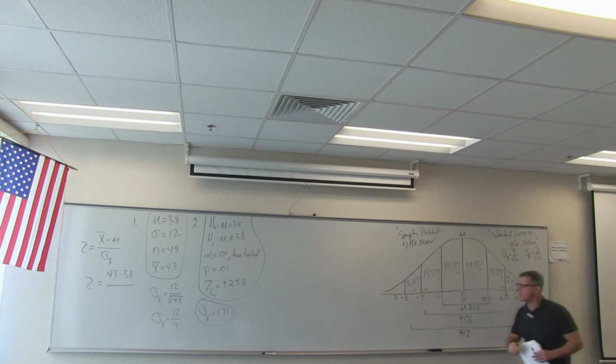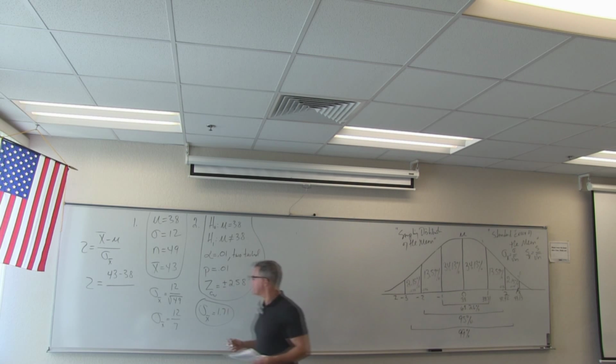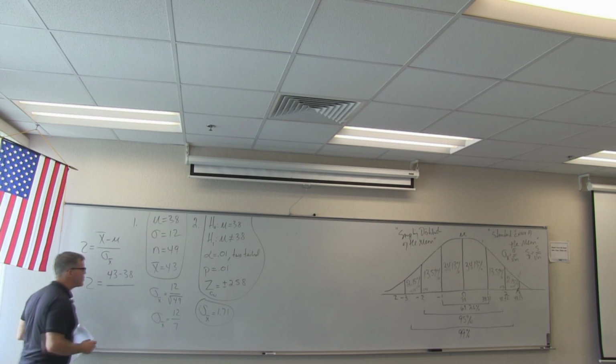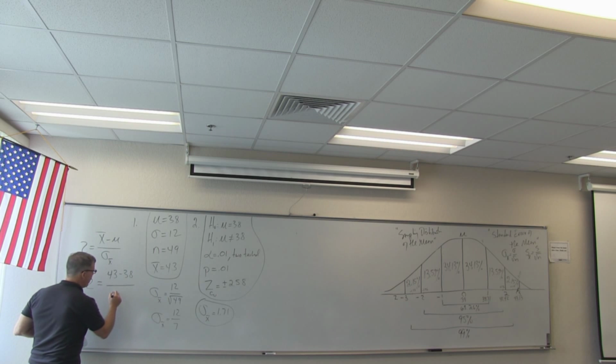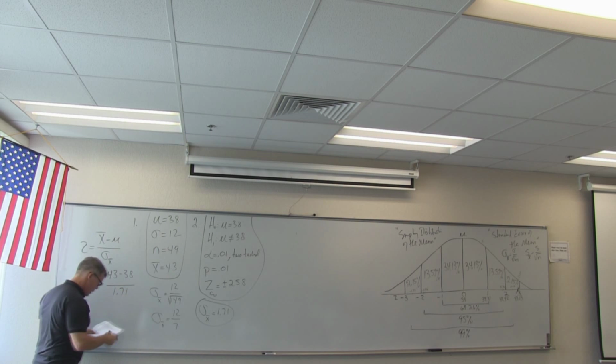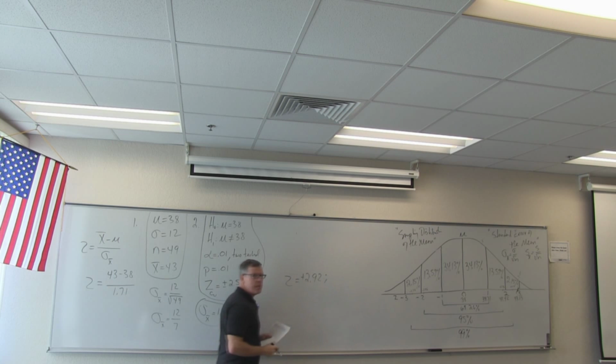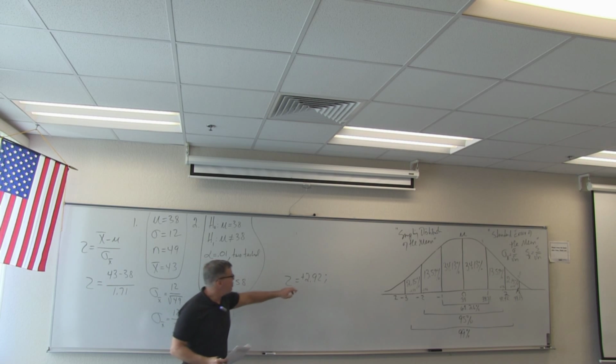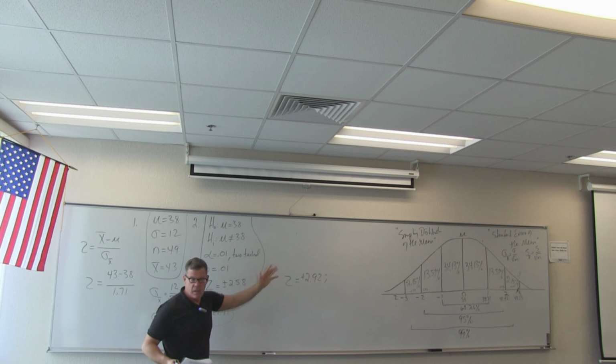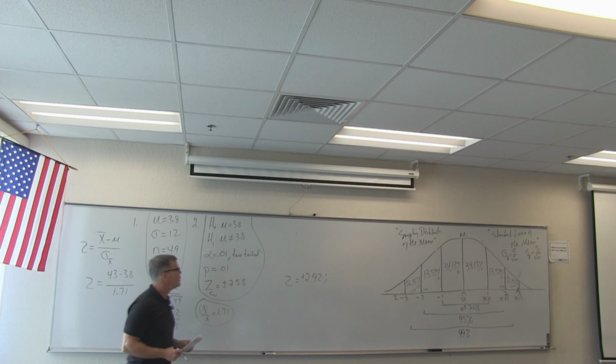Well, let's compute z and make the formal decision. 43 minus 38 divided by 1.71 gives us a z of positive 2.92. We were right, a little bit less than 3. Let's make the decision formally. We'll compare the calculated test statistic to the critical value. We see it exceeds it in the positive direction. Therefore, our decision based on this null is to reject the null.